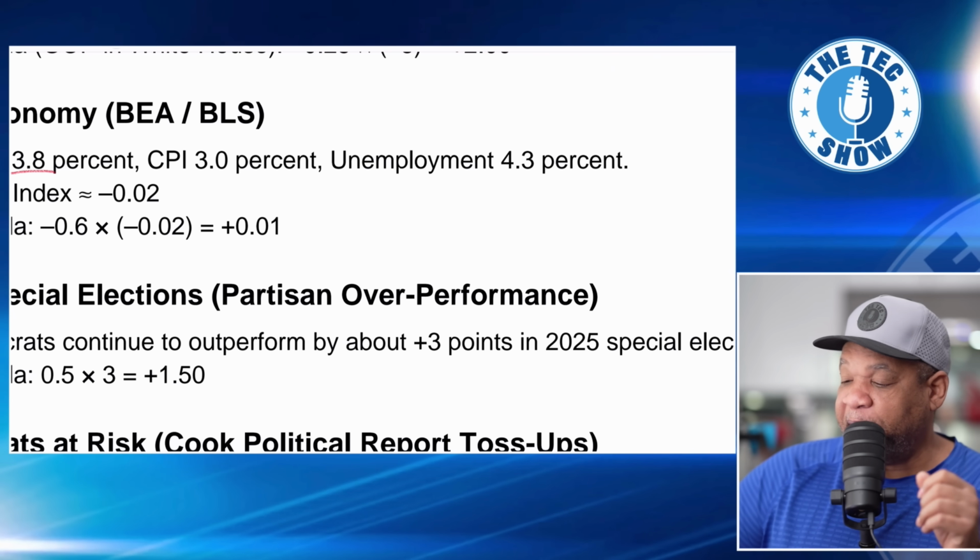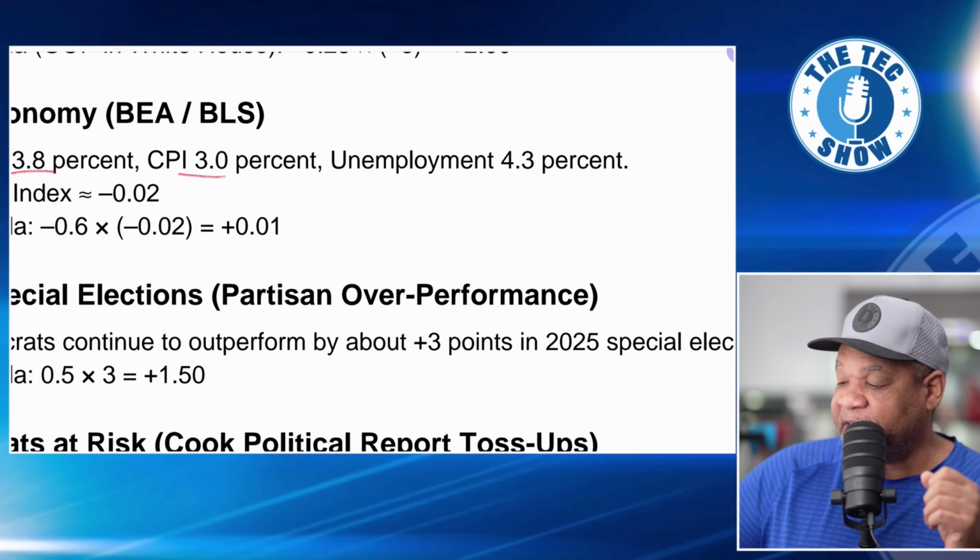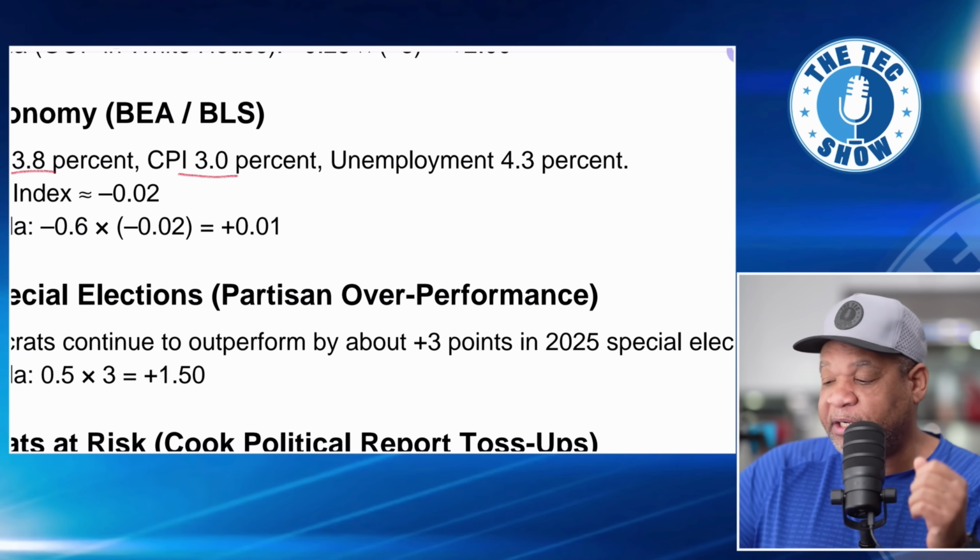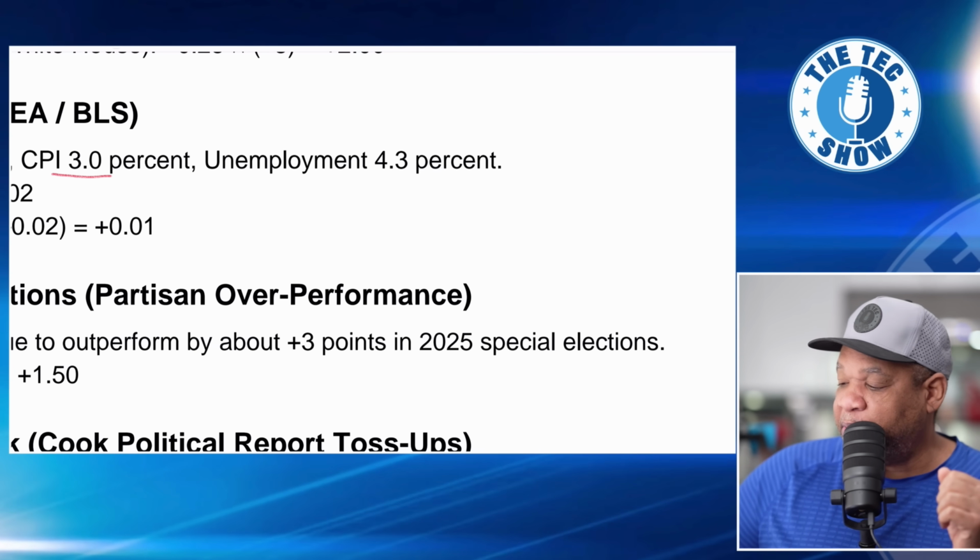Now, when it comes to CPI, so we're talking about inflation, inflation is at 3%. We just got that information. And when we're looking at unemployment, unemployment is at 4.3%. Now, this information that I just talked about, it didn't really change much. The only change that we saw was inflation. But the other two, GDP and unemployment, we're going to have to wait till they release that information, and when they release that information, then we'll be able to update you with that.